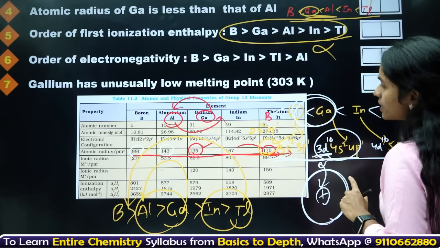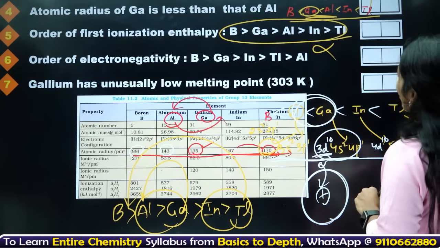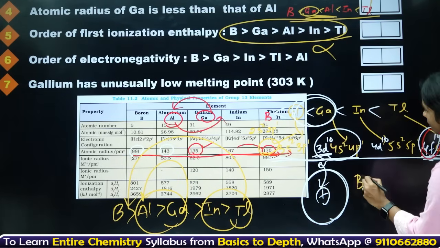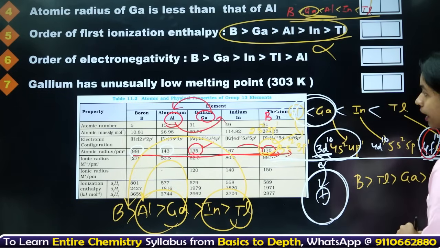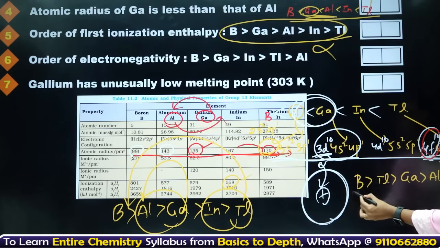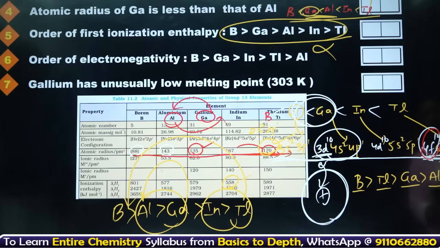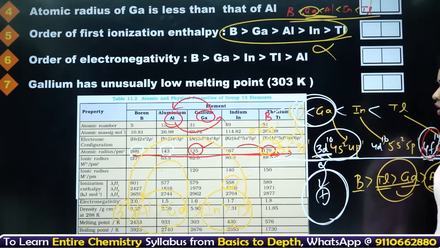Is it clear, students? Is it clear? Next. Let us see. Order: boron, thallium, gallium, aluminum, and then indium. Correct. Before I told, change the position. See, boron, thallium, gallium, aluminum, and then indium. This is which one? IE1. If IE3 you want, these two you interchange. IE2 you want, these two you interchange, these two also you interchange, then you get IE3 also.